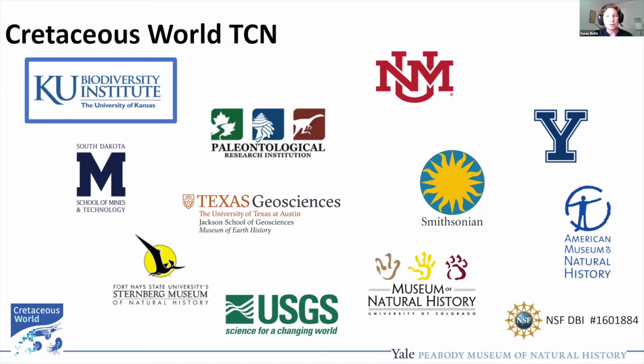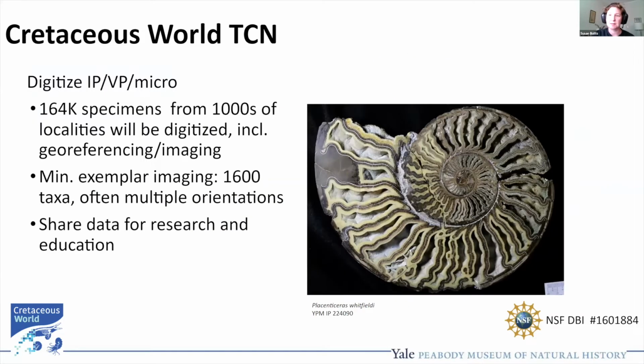And the overall goals for the project were to digitize IP, VP, and microfossils from all of the partnering institutions. We estimated that this would be about 164,000 specimens from thousands of localities that would be digitized, including georeferencing and imaging. And the minimum goals were exemplar imaging of 1,600 taxa, often from multiple orientations. And we wanted to share that data for research and education on iDigBio and other portals.